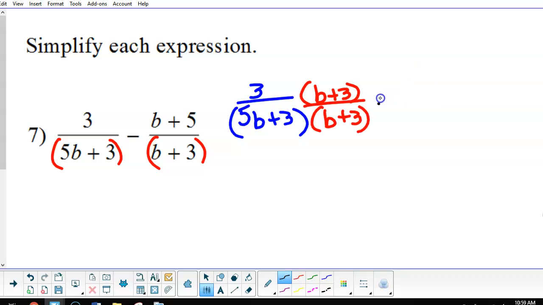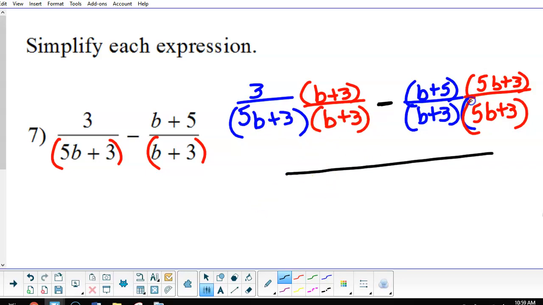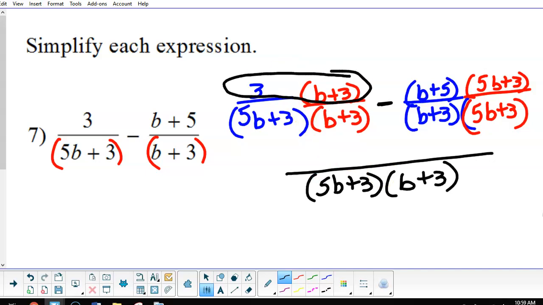All right, then minus gets really tricky because we're going to have to distribute that negative somewhere. But let's start out by just saying we had a b plus 5 over a b plus 3 that now needs to multiply by what? Over 5b plus 3. Okay. The denominators are the same, even though they're in a different order. So somewhere down there we have a 5b plus 3 times a b plus 3. Okay, let's multiply those two together, and what do we get? Plus 9.